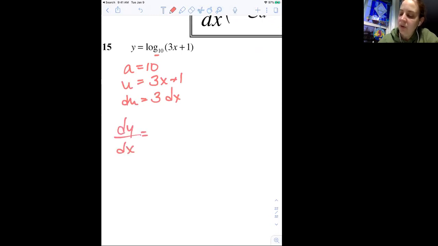1 over u, 1 over 3x plus 1. 1 over natural log of A, 1 over natural log of 10. du/dx is 3. I keep putting the dx over there. We're not ready for that yet.